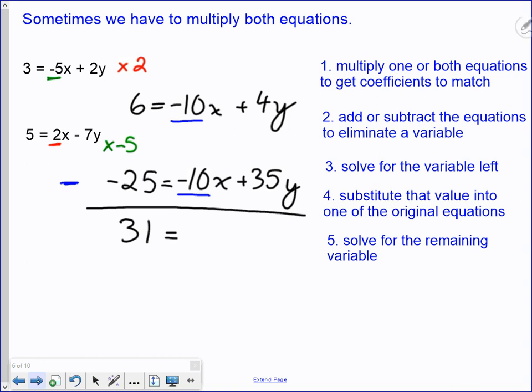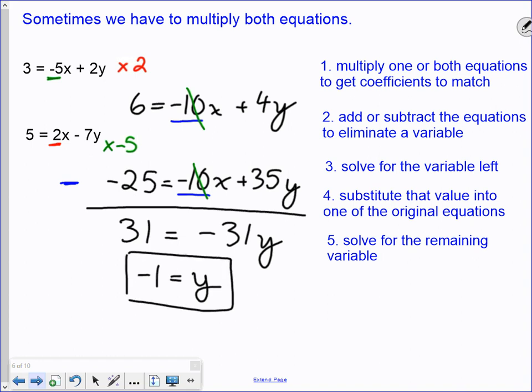Our 10x's are going to cancel out. Negative 10x minus negative 10x cancels out. And then we've got 4y minus 35y is going to give me negative 31y, doing that subtraction. If I divide both sides by negative 31, I get y is equal to negative 1.